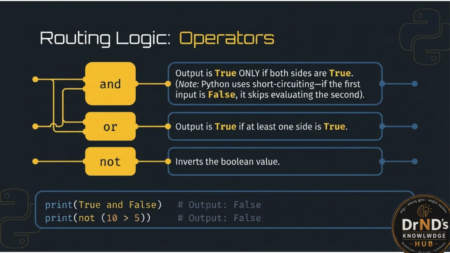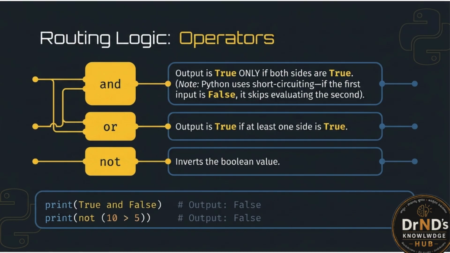The three most important logical operators are and, or, not. These operators help us combine or modify Boolean values. The AND operator. Let's start with the AND operator. The AND operator returns true only when both conditions are true. If even one condition is false, the result becomes false.